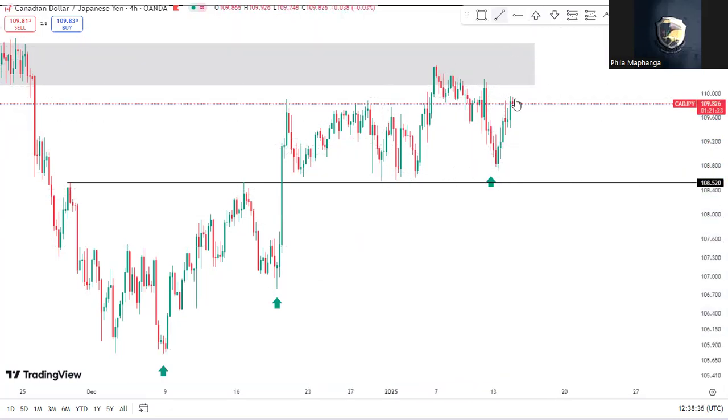Let's remove everything. You look at the structure and assume, you know what, now we are pushing the market down. Therefore, we must look for sell opportunities. You'll sell where you don't have to sell.